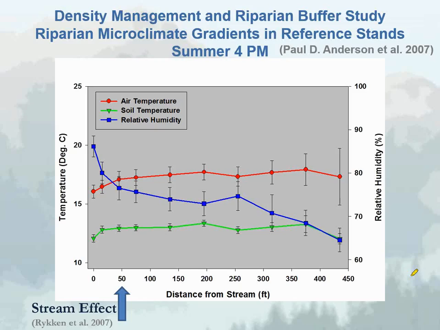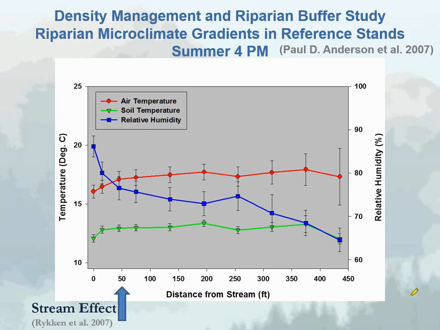There's a body of work coming out from Paul Anderson, who is also associated with the riparian buffer study that we're both working at the same sites, although his study is different. He sees a sharp change in humidity and air temperature very close to the stream, and this was coined the stream effect by Jessica Reichen. And you've all felt it as you're near the stream, it's cool and moist, and then you have a different gradient as you go away from the stream. So that's in a reference condition, an intact stand.